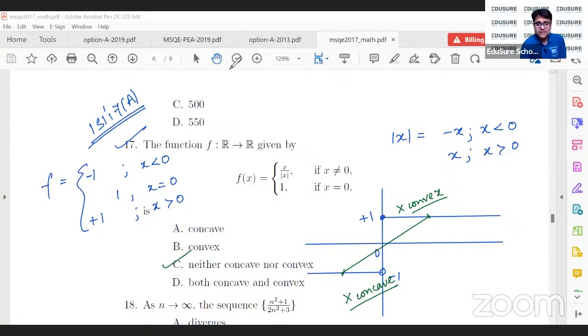Majority of you have marked C. Perfect answer. C is the answer. It is neither concave nor convex because it is concave in one aspect and not concave in the other. Similarly, it is convex sometimes, not convex sometimes. So the answer is not concave, not convex, both. So C is the answer. I hope this is understandable. If you understood, then please raise your hand.